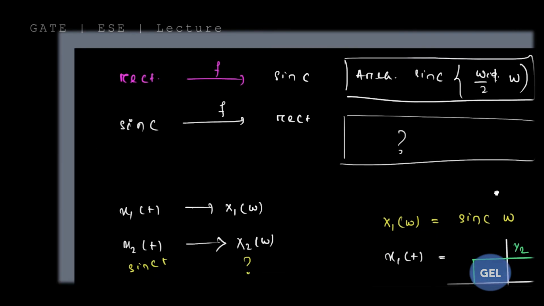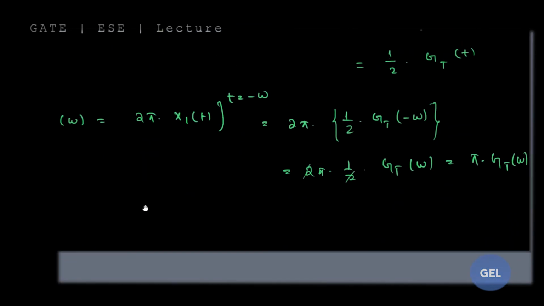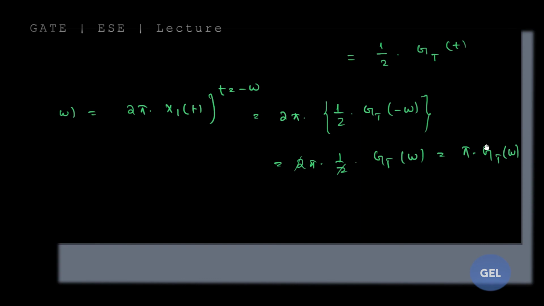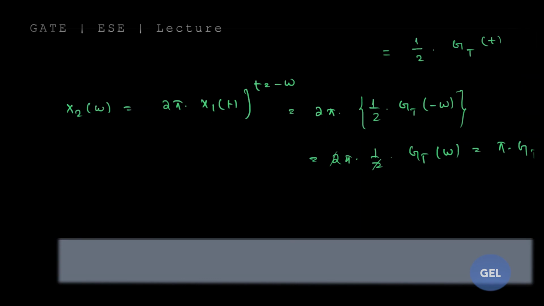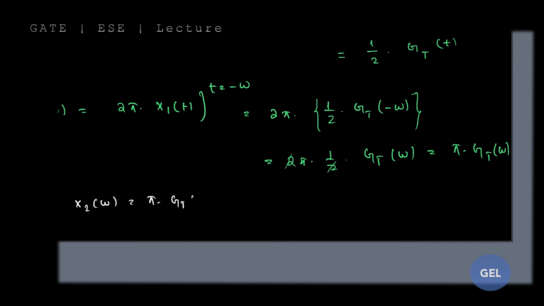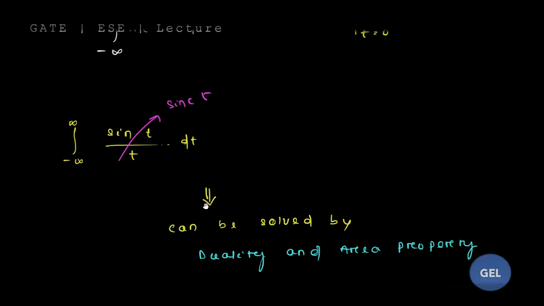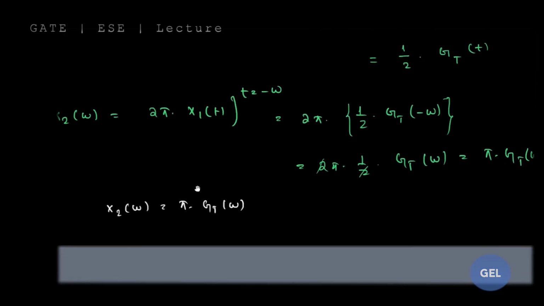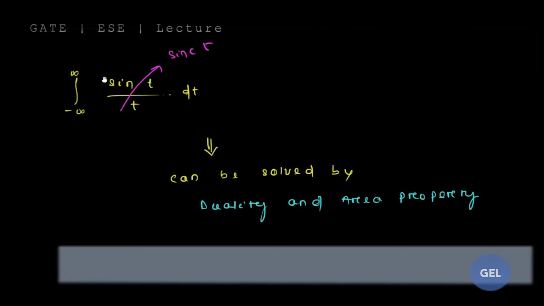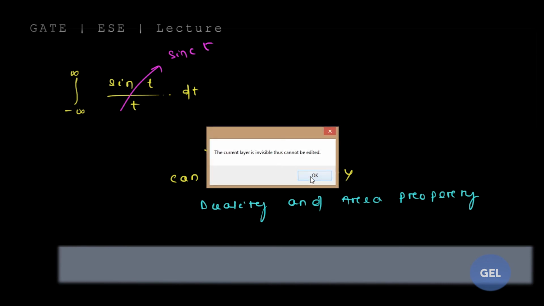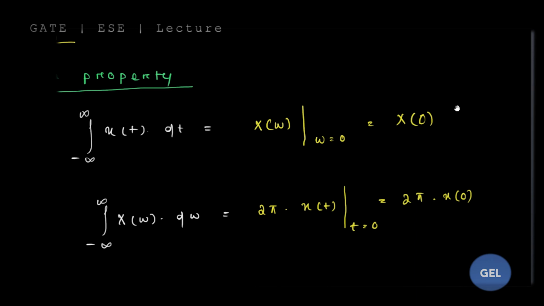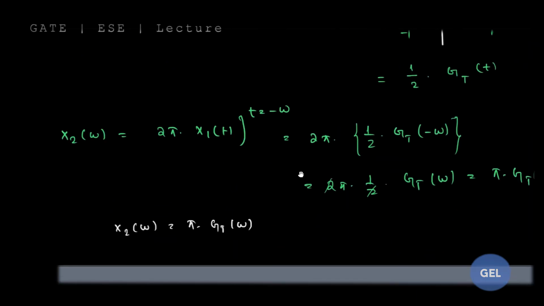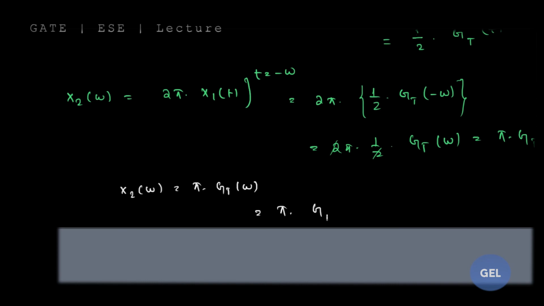But we need to find out the area. This is X2(ω), the value that we got: π into g(t, ω). But here in the question we need to find the integration of that thing. We got the Fourier transform of sinc t. Now we need to find the integration of this, which will be F(0), that is, X(0) in the frequency domain. So this value will be π into g(t) of g.